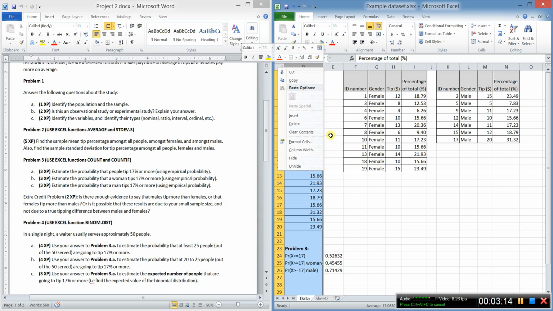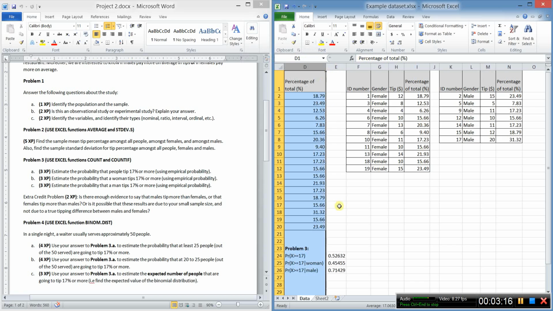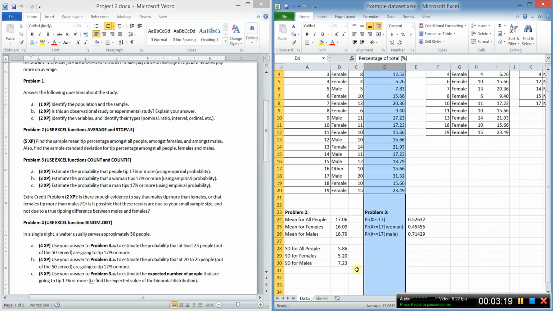Alright. So, what do we find here? Similar to question number 2, where we saw males tipped more on average, we also see similarly that males are more likely to tip more than 17% than women. Again, as I said after talking about this in question 2, pay attention to the standard deviation when you're thinking about answering the extra credit problem. But this is how you're going to do problem number 3.